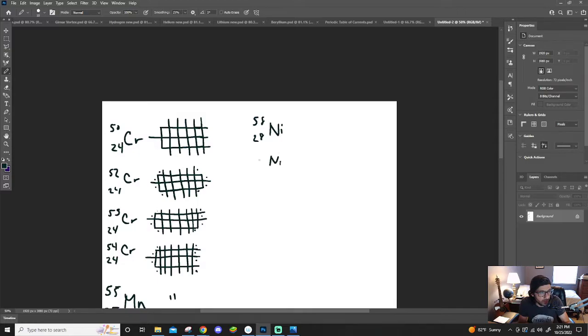Nickel 58. Nickel 59? Not 59. 60, 61, 62, 64 with 28 protons. So we see that same, like it probably builds another layer, another backbone structure.